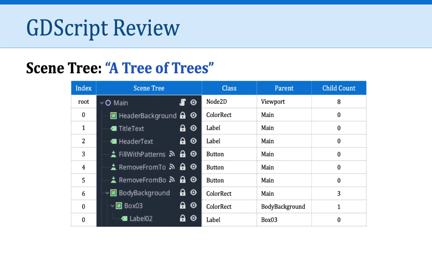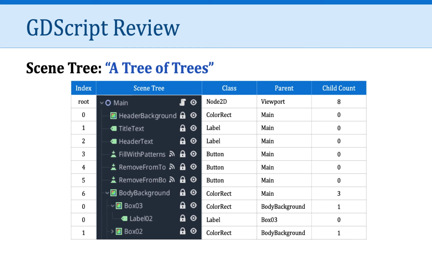The index value of label 2 is 0 because it's the first child of box 3. The parent of label, therefore, is box 3, and label doesn't have any children. And then, of course, there's box 2, which also has children, but it's not expanded in this view. But importantly, I want you to realize that the index of box 2 is 1. Why? Because it is the second child of body background. Similarly, box 1 has an index of 2 because it is the third child of body background.